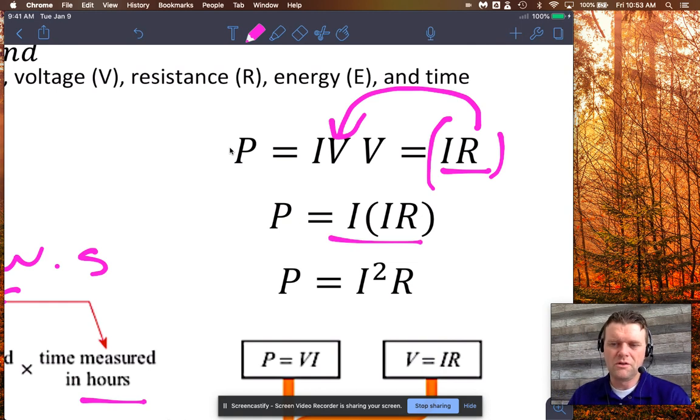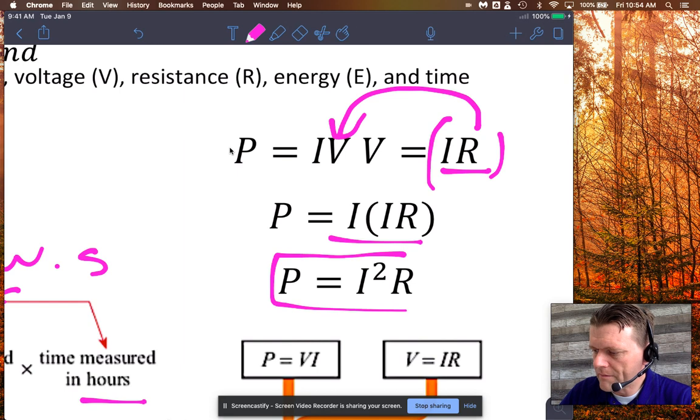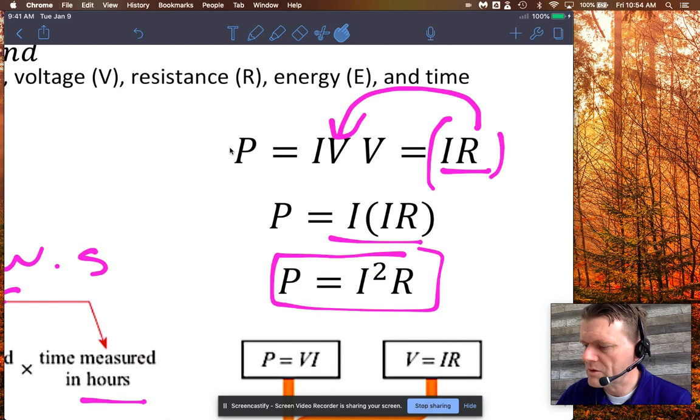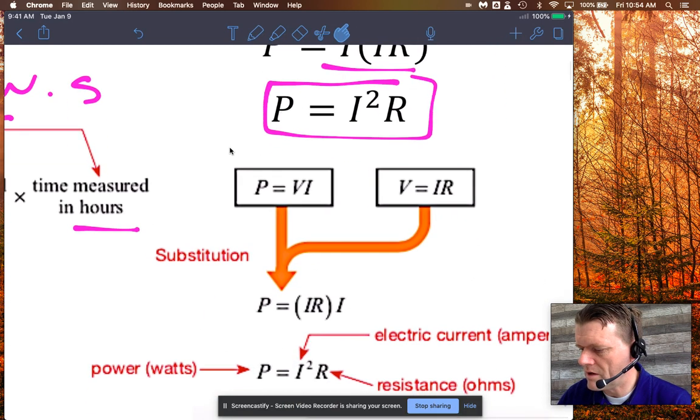So we just substitute in I times R in for V, and then you get a new formula. Okay, so the I's will square, and we get a new formula to solve for power. Power is equal to the current squared times resistance. That's what this graphic actually attempts to show you down here.